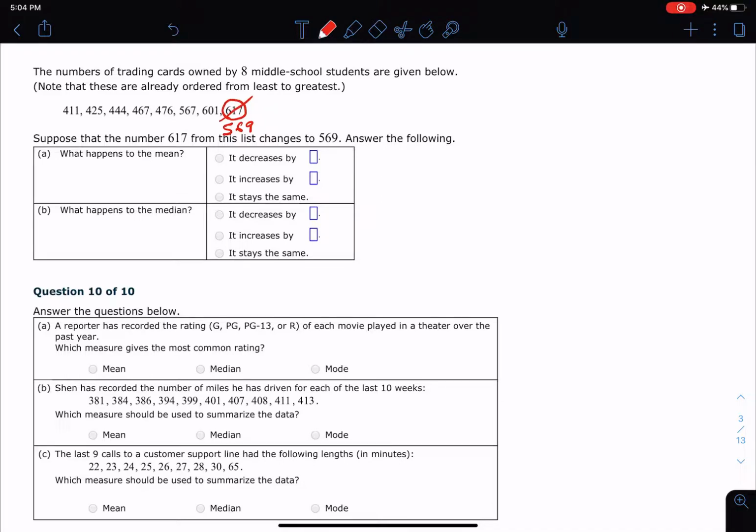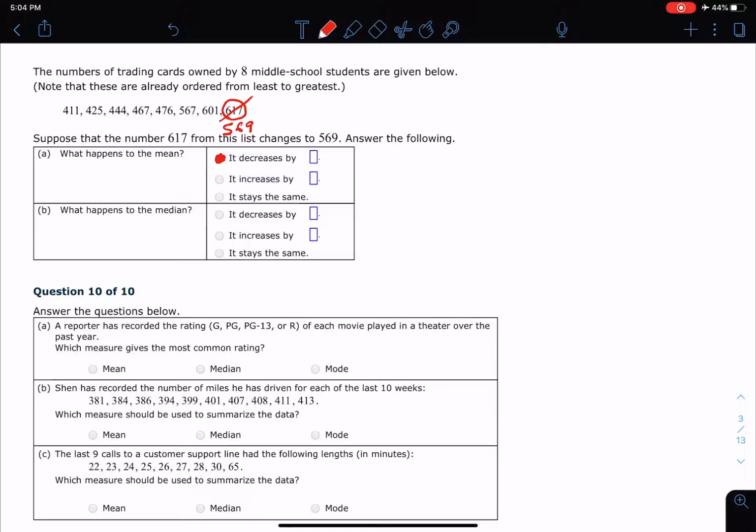Okay, what happens to the mean? Well, remember how you find the mean: add them all up, divide by how many pieces you have, in this case 8. You're going to add up a smaller number, so this is going to decrease the mean. We just put in a smaller data point. It's going to decrease the mean. By how much, though? Oh, well, that's a harder question.